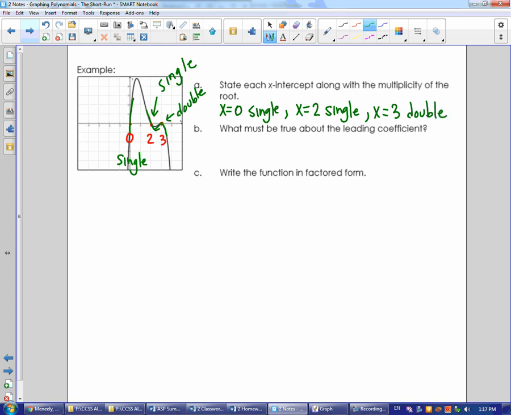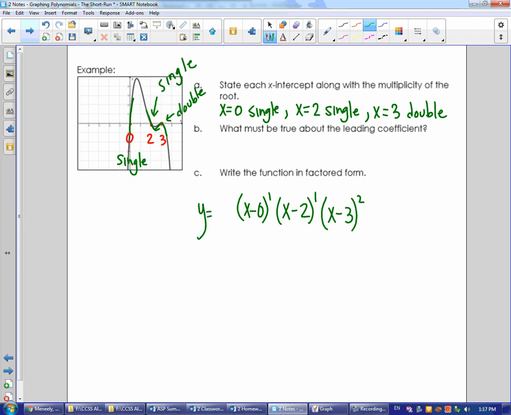And we can go ahead and put that in factored form in letter C. So if x equals 0 is single, I can write this simply as x minus 0. And if you want to put it to the first power for now, you can. If x equals 2 is single, that means my factor is going to be x minus 2 to the first power. And if x equals 3 is a double, that means I'm going to have x minus 3, the quantity squared.